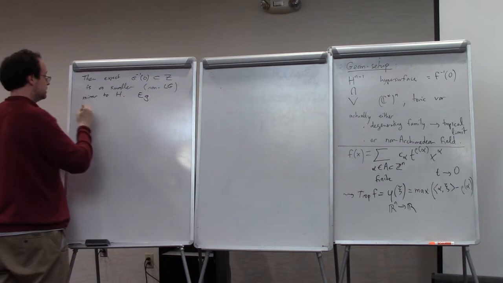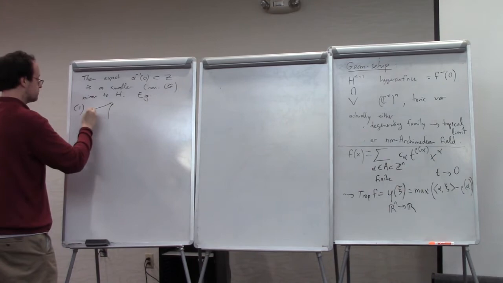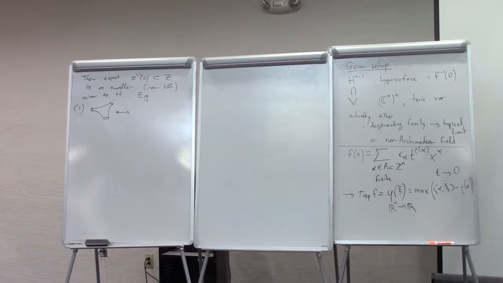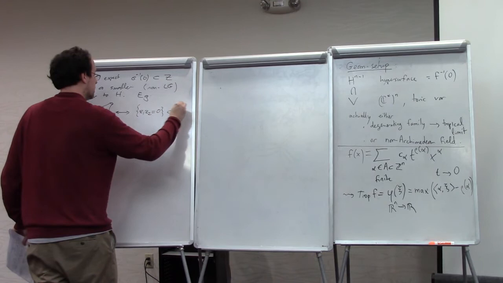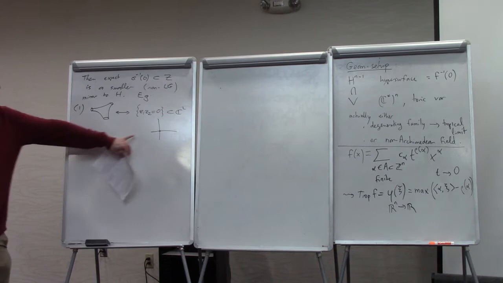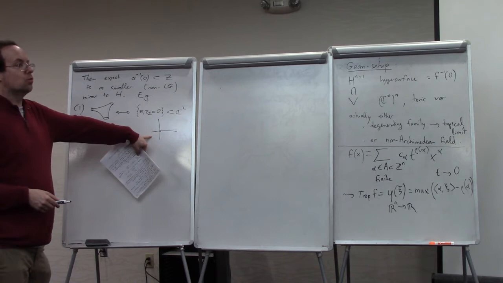So for example, in the first example I had, the pair of pants, C cubed is the total space of a trivial line bundle over C squared, and this potential is a fiber coordinate times the product of the two base coordinates. So I can look at Z1, Z2 equals zero inside C squared, a nodal curve. And so this is also a valid mirror to the pair of pants. It has the advantage of being much smaller, one-dimensional. It has the drawback of being singular, which symplectic geometers don't usually like.